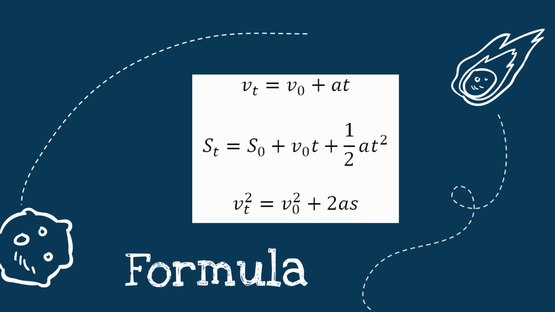Nah, so the initial distance is always zero. So we can write it as s, or distance, equals initial velocity times t plus half of a times t squared. And the last formula is terminal velocity squared equals initial velocity squared plus 2 times acceleration times distance. Atau kecepatan akhir kuadrat sama dengan kecepatan awal kuadrat tambah 2 kali percepatan kali jarak.